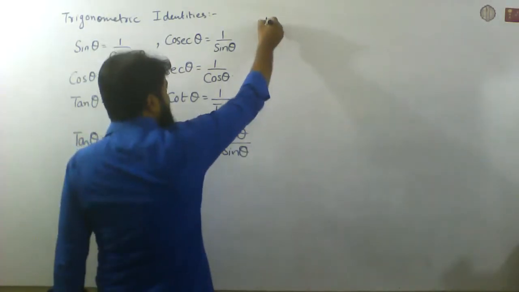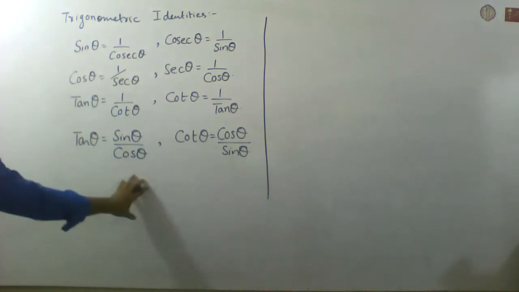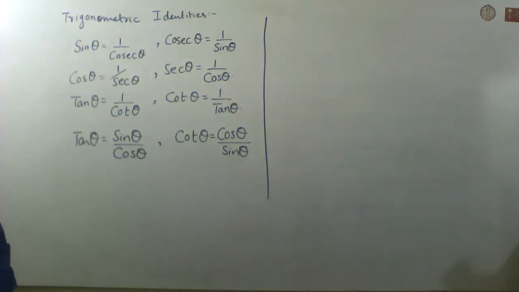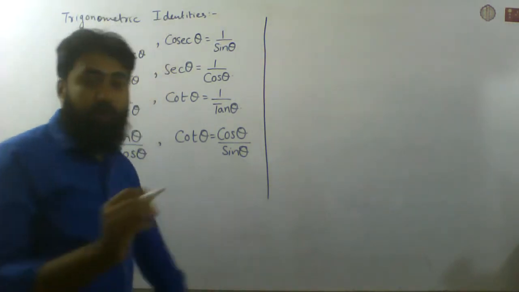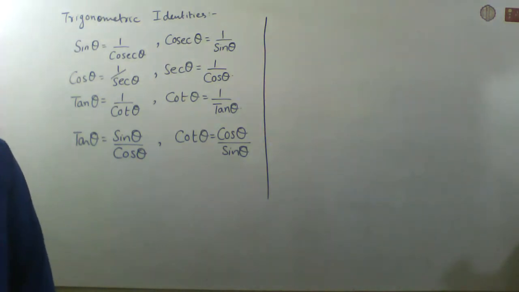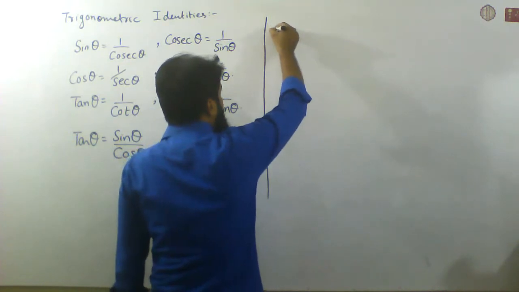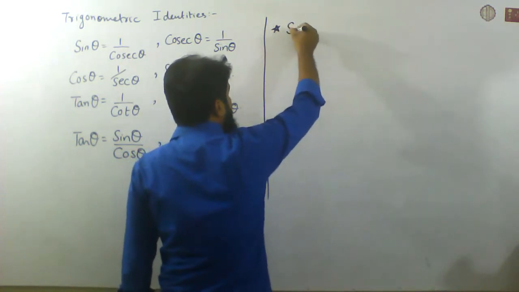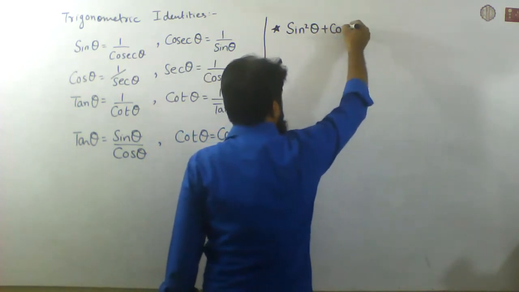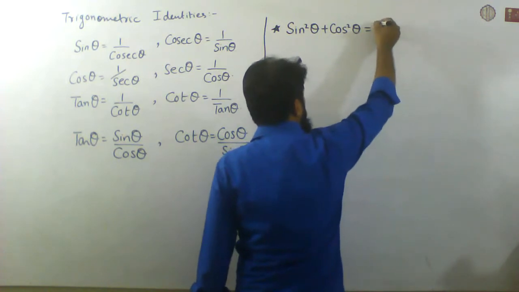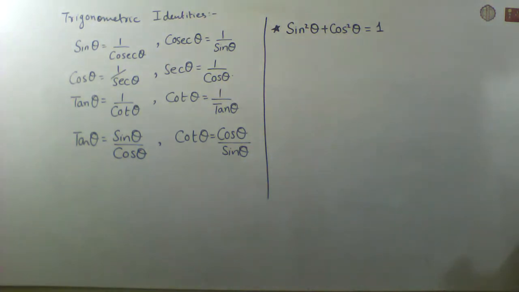Now, these are all called reciprocal relations or reciprocal identities. Now I am going to talk about squaring identities. Okay, what are the squaring identities? First of all, the first squaring identity is sin square theta plus cos square theta equals 1.